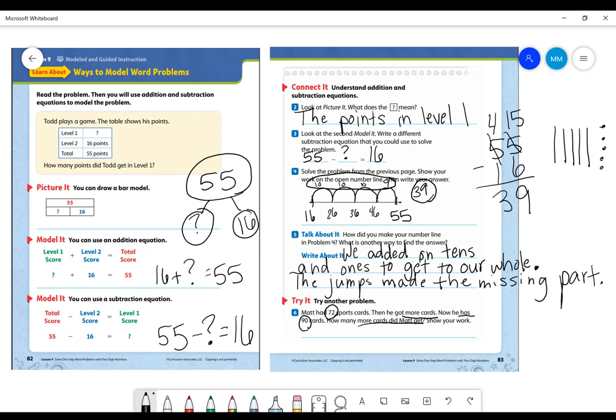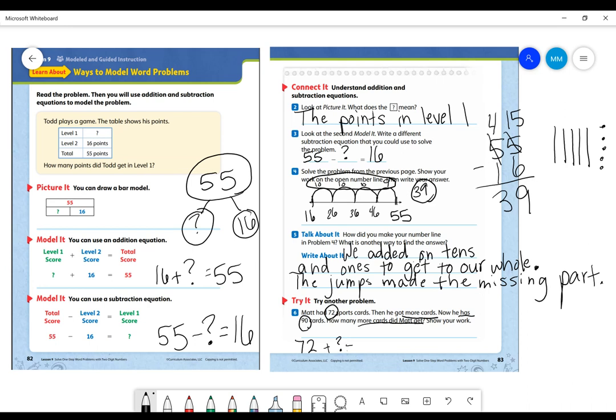So, friends, this is really important that we underline those important words, because what we might try to do is, it's saying that we are getting more cards. So if we are getting more, that usually means that we add or we compare who has more than the other. But for this problem, we know that Matt starts out with 72 cards. He gets more cards. Does it tell us how many more cards he gets? No, so I'm going to put a question mark here.